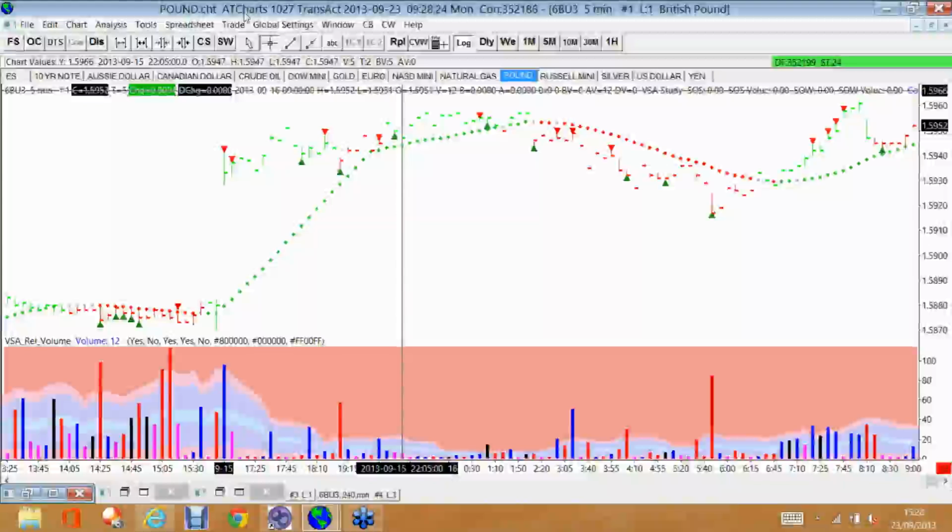Bill says, if you see a test and it's on high volume, would you reasonably expect to see another test? Absolutely. Very often, if you see a high volume test, you will see it retested in the future. Very often they'll do that.